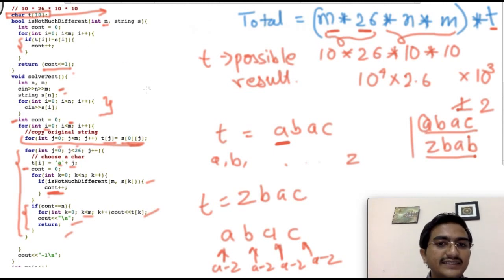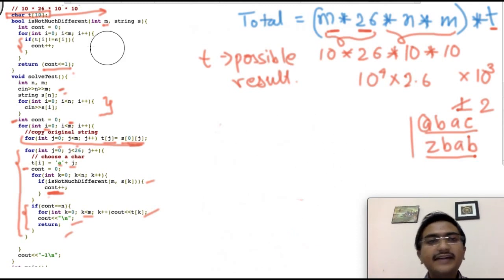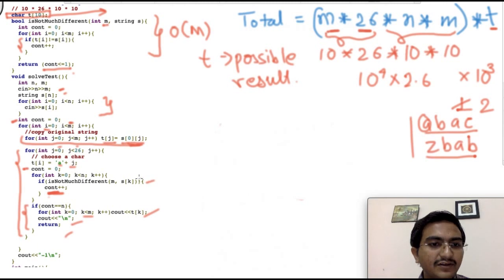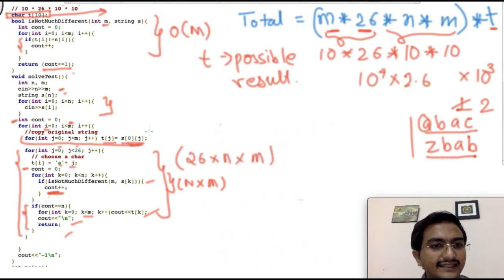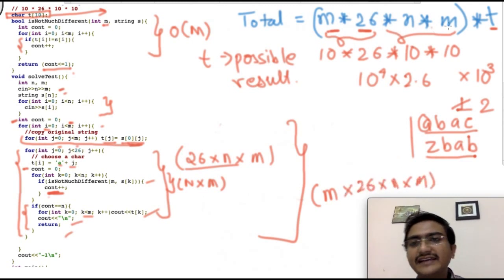And the total complexity, I have already calculated the total complexity here. This function operates in O of m, and I'm calling this function inside this loop, so I have n into m here, right? And then I'm doing it for each of the 26 characters, so I have 26 into n into m, and then I'm doing this much work for each of the m positions. So I have total complexity of m into 26 into n into m. That is nothing but what we calculated earlier.